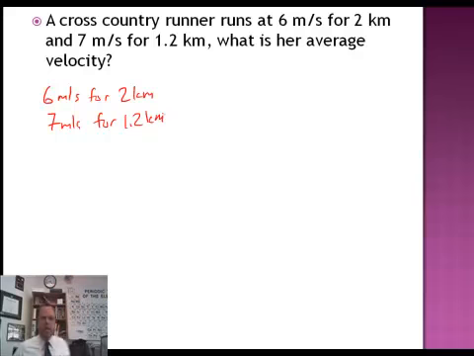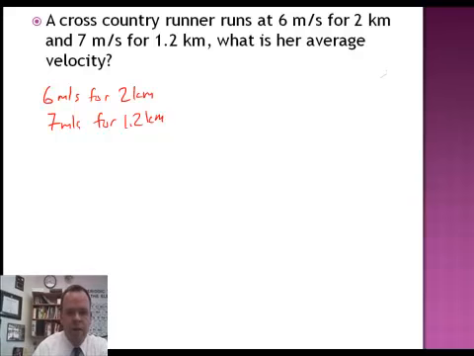Now the easy mistake to make here is to think about this as being an average of 6.5. It goes 6, it goes 7, add the two together, divide by 2, and you get 6.5. But the person travels at 6 for a significantly longer period of time than they travel at 7. So the average is actually going to be closer to 6 than it is to 7, meaning we're going to get an answer somewhat less than 6.5.